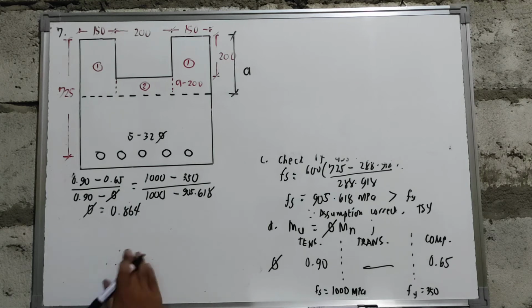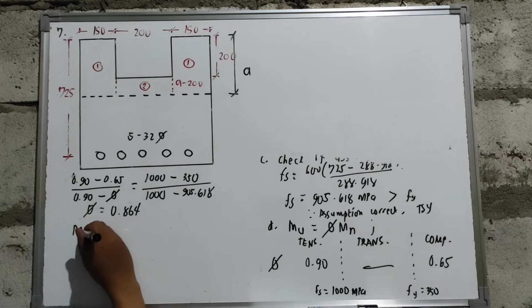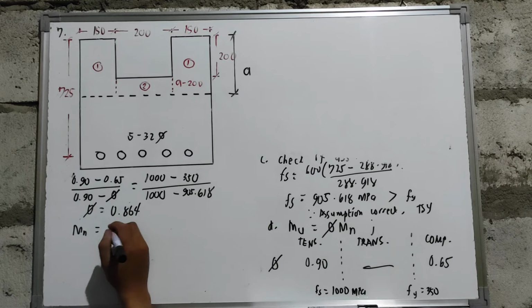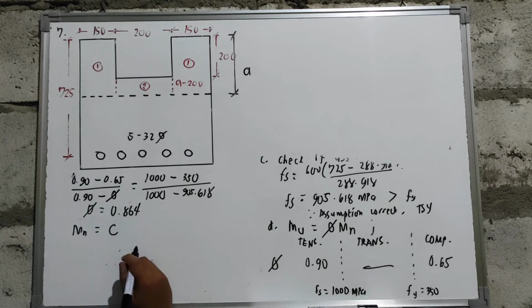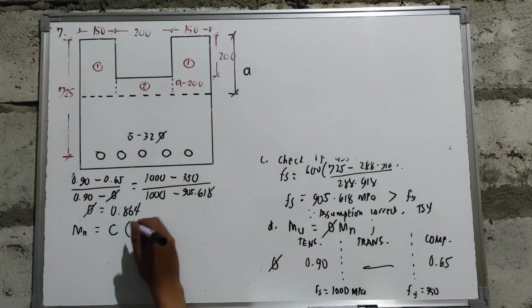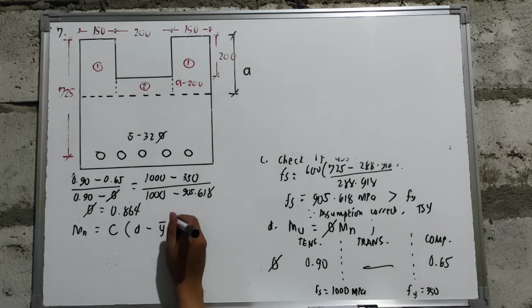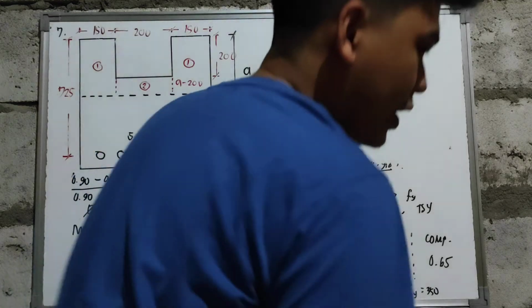So ngayon meron tayong reduction factor, we can now calculate for the value of your MU. Kaso nga lang may problema, what will be the value of your nominal moment? So that will become the compression force multiplied by D minus Y bar. So sir, paano po nangyari yun?